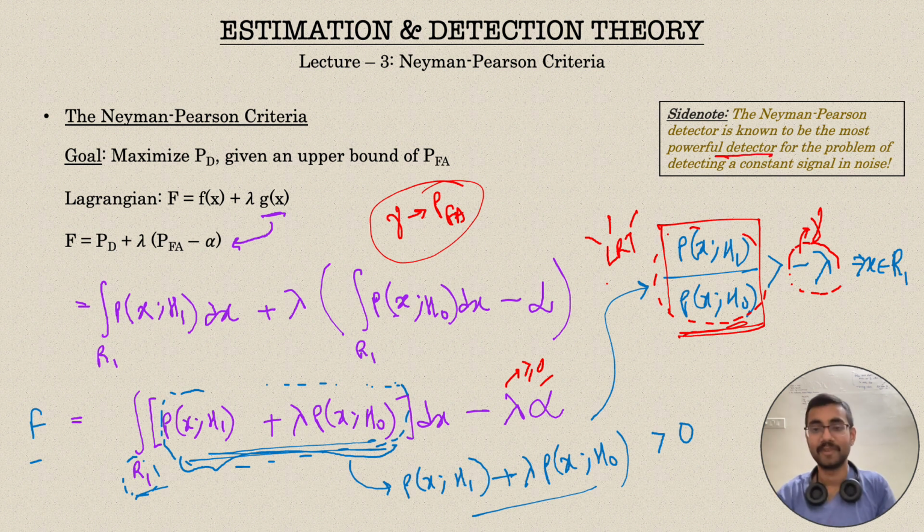Now, when we have a constant signal in noise, the NP detector is the most powerful detector for this problem. This is very interesting, and there is a very rigorous proof of why this is the best detector when we have to detect a constant signal embedded in noise. We won't go there. This is just a side note.